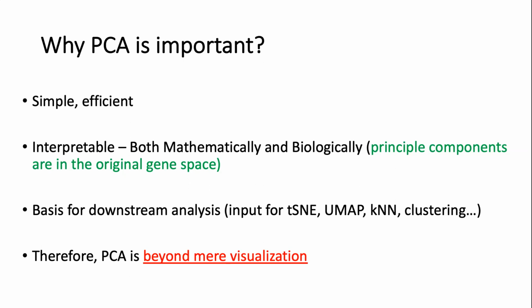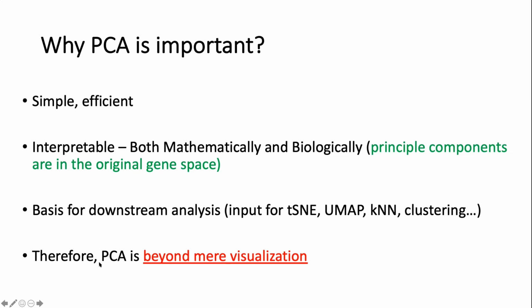For example, with t-SNE, you can only do downstream analysis and then recover the genes, but there is no direct connection between the original gene space and the reduced coordinates. So PCA is interpretable. And as we said, it is the basis for downstream analysis. For example, when you do t-SNE, the best practice is not to directly use the original matrix, but rather pick, for example, the top 50 PCs and then do t-SNE or UMAP, or construct the KNN, or do the clustering. So actually PCA is the first step of all the downstream analysis.